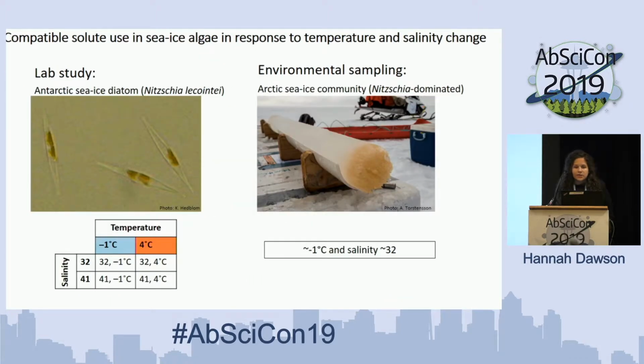So to get at this question of how sea ice algae use compatible solutes in response to changes in temperature and salinity, we used a lab study of the Antarctic sea ice diatom Nitzschia, grown at 2 different temperatures and 2 different salinities, -1 and +4 degrees Celsius, and salinities of 32 and 41, and then compared this to environmental samples collected in the Arctic in Utqiagvik in a mixed sea ice community dominated by a Nitzschia species. And this was at similar conditions around -1 degrees Celsius and a salinity of 32.